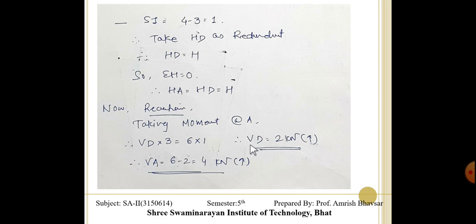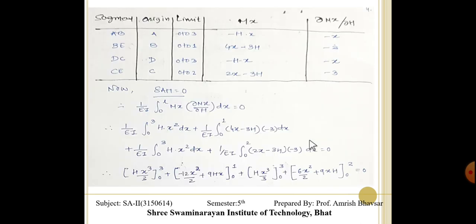On the basis of these two reactions and the horizontal redundant, that is H, we are going to make the table for the segment, origin, limit, Mx and del Mx upon del h, because here h is the redundant. We can take the notation as R also, we can take any, even we can take HD as a redundant, so here we can take HD also. We have a number of choices, we can utilize any notation, but the methodology doesn't change.